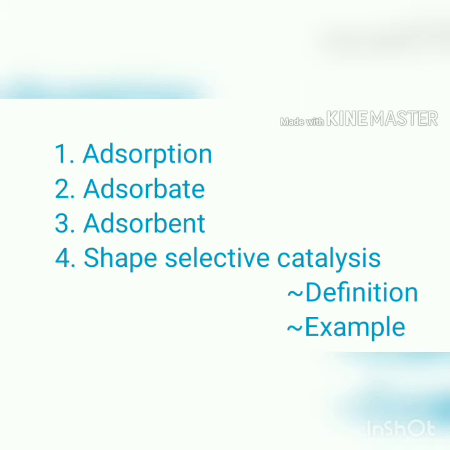So now coming to 1 markers. Usually you'll have definitions from this chapter. So let's see what are the definitions you can have. It's adsorption, adsorbate, adsorbent. Adsorbate and adsorbent are both different, so don't get confused between these two. These are the two different terms which you need to define differently. Now coming to the next one, shape selective catalysis. In this they can ask you a definition or example. Anything can be asked. It can be the definition or the example.